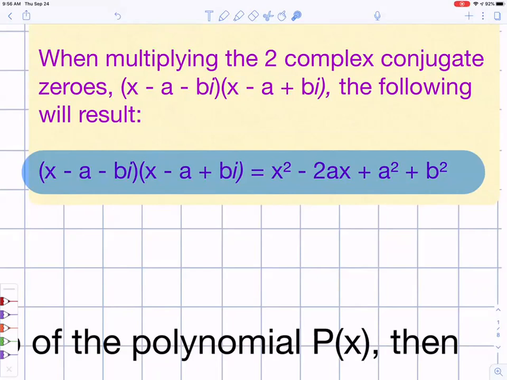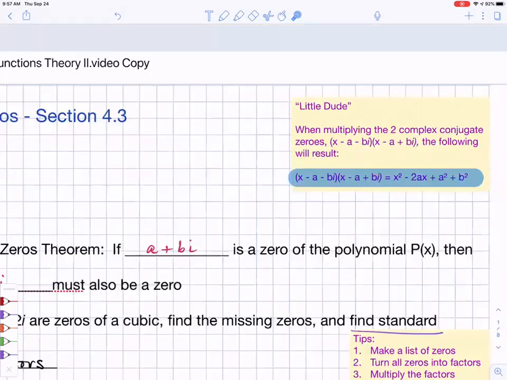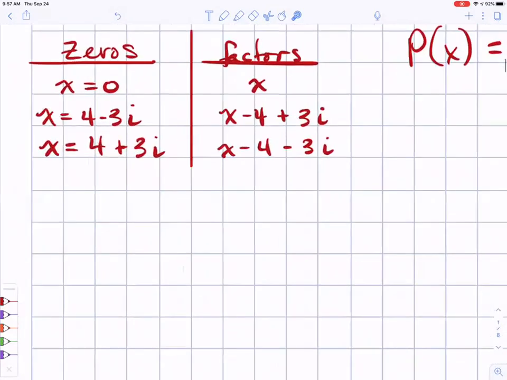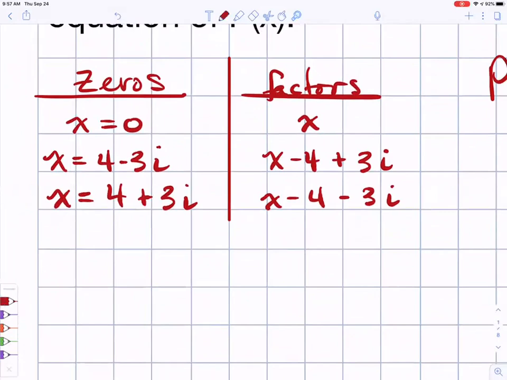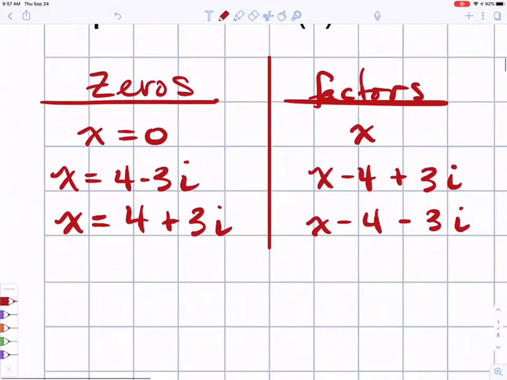That's all we got. So before we get into multiplying with little dude, have this handy because I can't show it at the same time: x squared minus 2ax plus a squared plus b squared. The first thing we want to do is, from the very beginning when I was making my list of zeros, figure out what my A and my B were. So when you look at your zeros list, what's the A value? 4. What's the B value? 3 or negative 3.